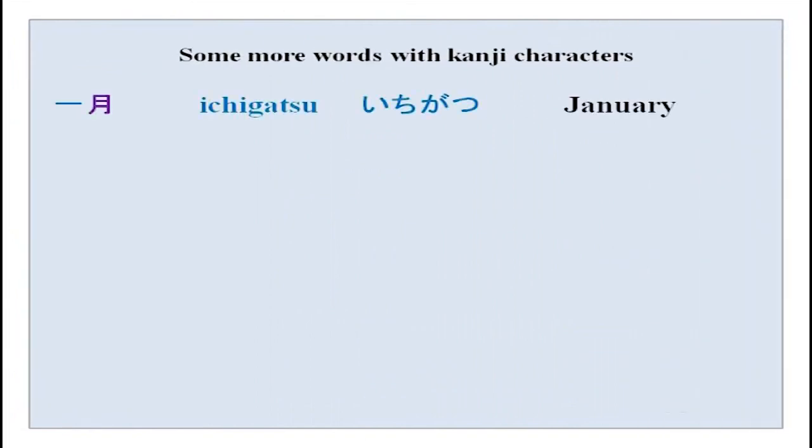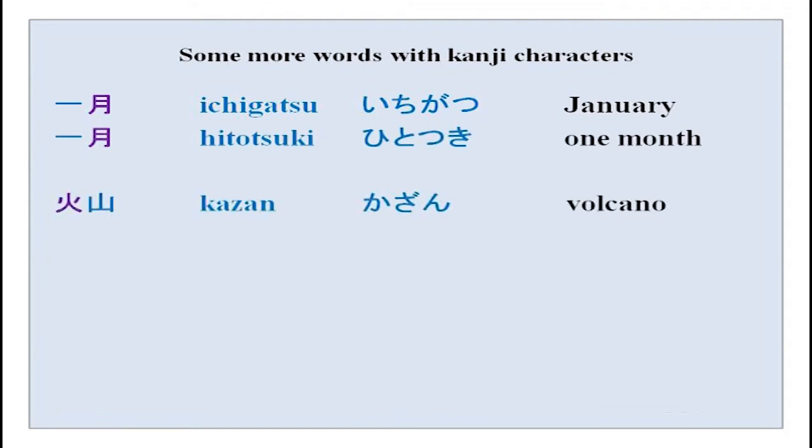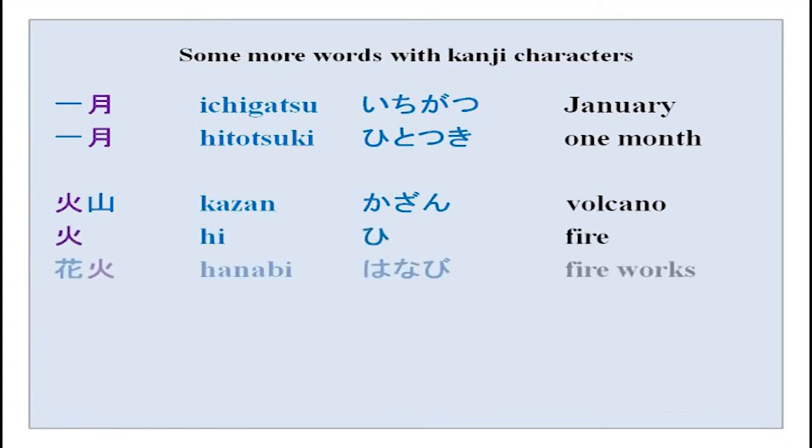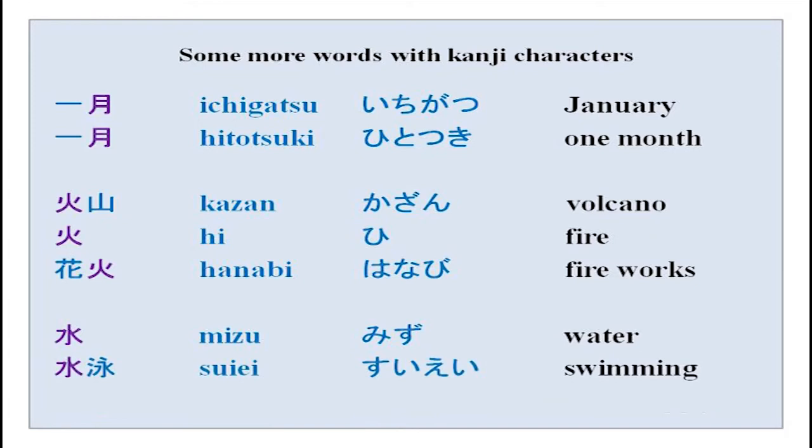Then some more words. Ichigatsu. Hitotsuki. Kazan. Hi. Hanabi. Mizu. Suiei. Suido. So, these are some new words for you. Whatever vocabulary we did is right here.